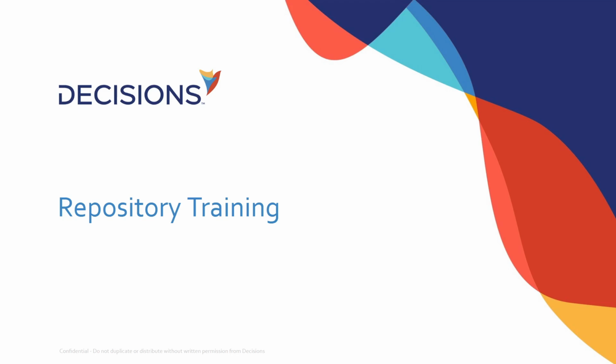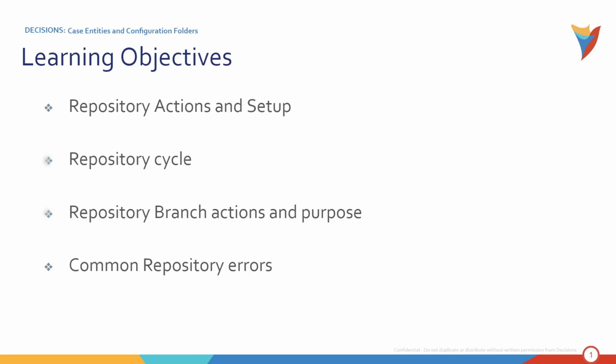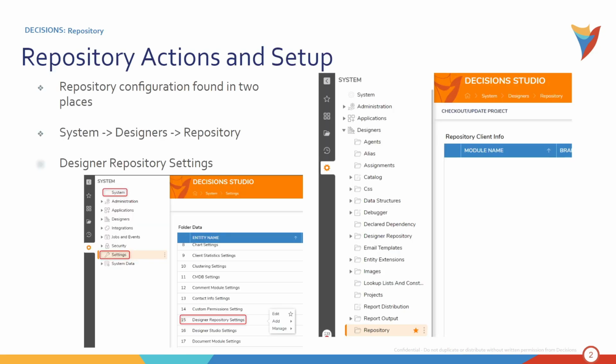A couple of things that we'll want to understand when we build in the repo: we've got to understand the actions on how to set it up. We're going to talk about the life cycle, and we'll talk about branches, their actions and purposes, and then we'll mention some common repository errors. So first things first, let's talk about the repository action setup.